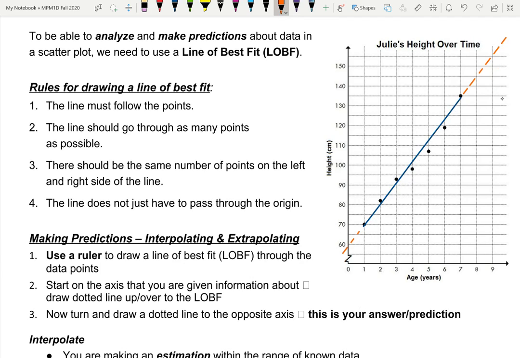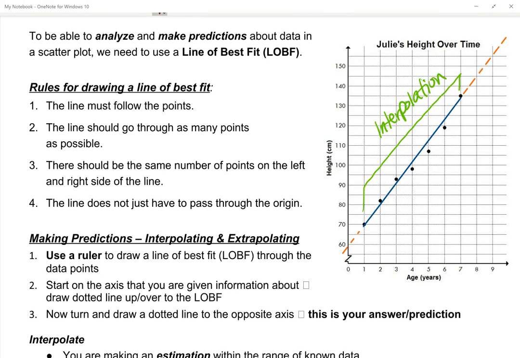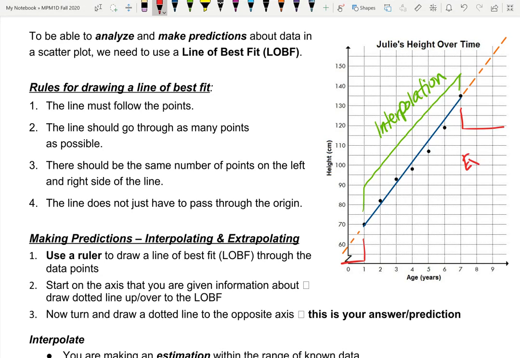Our line of best fit begins at our first point of information and ends at our last point of information. Any predictions made within that information, we use interpolation. Actually, let me use a different color. And any predictions outside of our provided information, we use extrapolation.